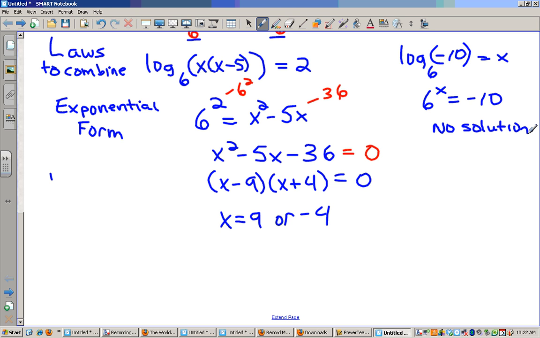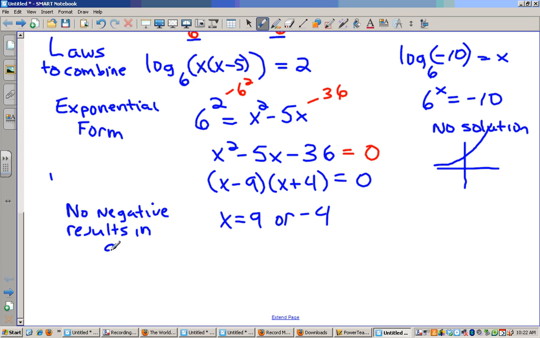Right? Remember when we graphed the exponential graph? Even when I picked really negative values, it was still above 0. So in other words, I cannot have a negative value in the answer. So here, no negative results in the argument. We call that the argument.